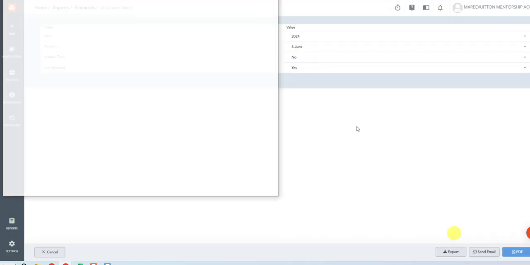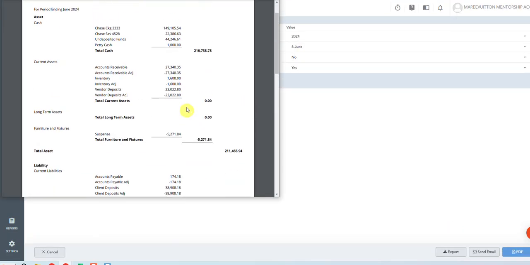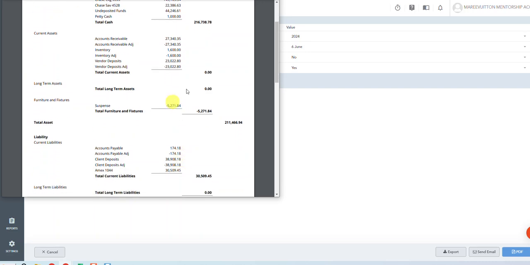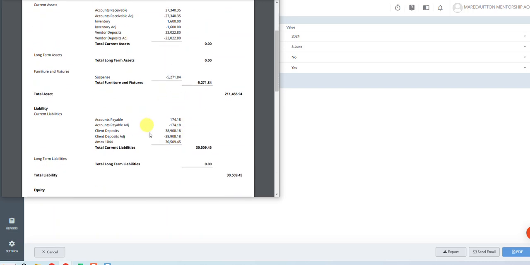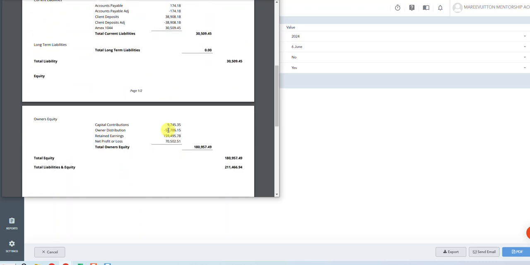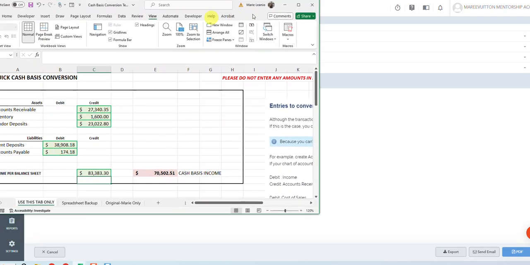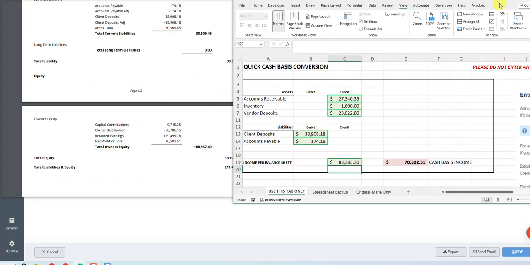So now you can see that there was an accounts receivable, but it backs it out. There was inventory and it backs it out, so on and so forth. Suspense I'm going to leave because it's questionable, but we're just talking about in terms of these. So you can see here that it does tie to what my pre-calc was to the penny. And I'm going to show you. There it is. 70,502.51, and it's right here, 70,502.51. It ties out to the penny.